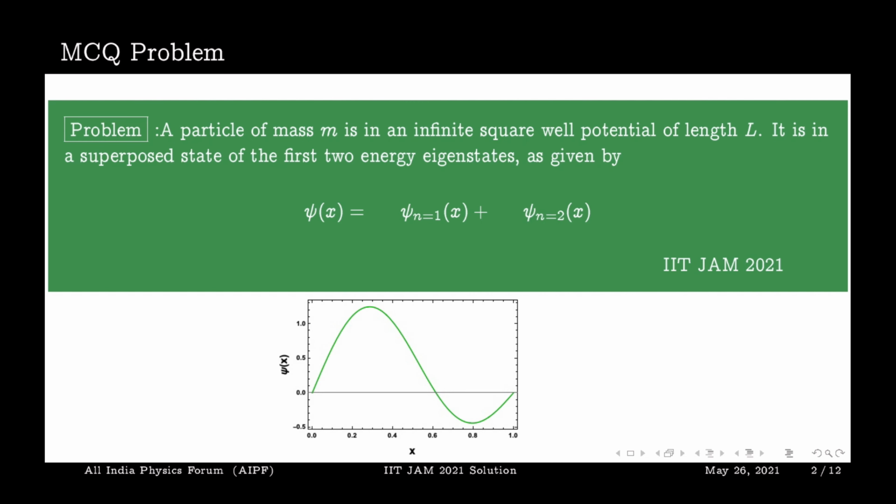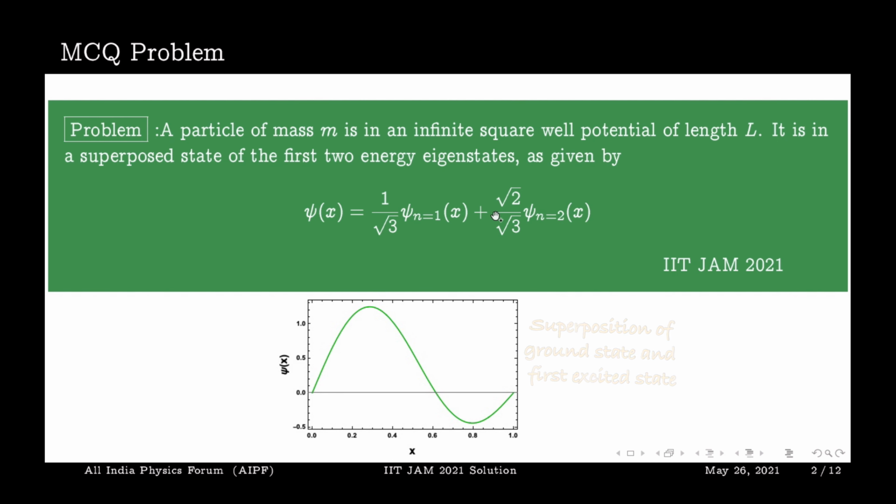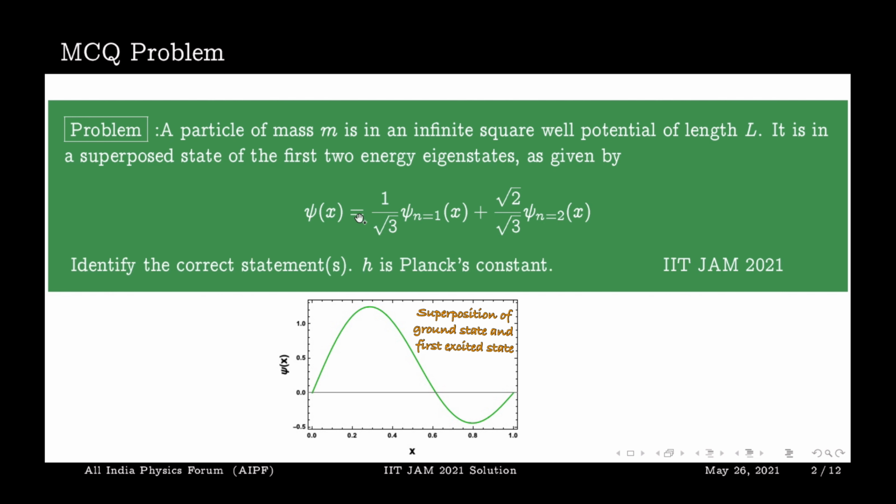Here the wave function is a superposition of two eigenstates of the Hamiltonian. Also note here that the coefficients of the wave function are 1 by root 3 and root 2 over root 3, which suggests that the wave function is already normalized and we don't need to worry about the normalization constant. So based on these facts, we have to check the following answers, whether these facts are true or not.